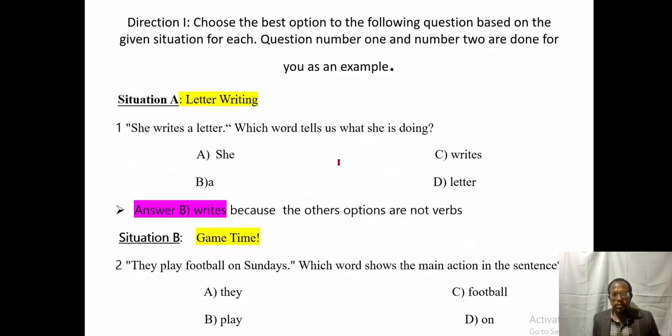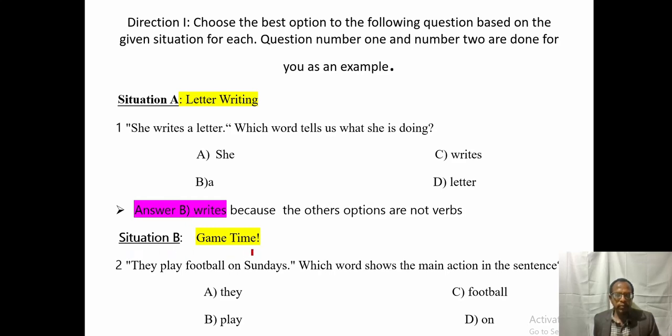And now let's try to see questions related to the main verb that we have seen above. Direction number one: choose the best option to the following question based on the given situation for each. Question number one and number two are done for you as an example. Situation A, letter writing. So question number one is based on the letter writing situation. She writes the letter. Which word tells us what she is doing? A, she, B, writes, C, the, D, letter. So the answer is B.